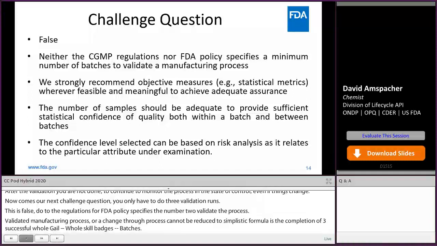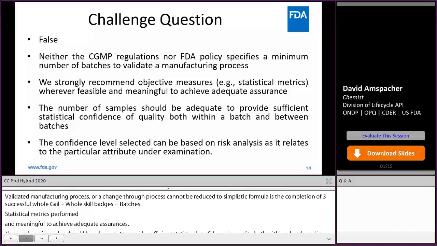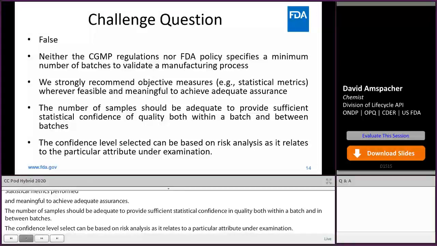The number of samples should be adequate to provide sufficient statistical confidence of quality both within a batch and between batches. The confidence level selected can be based on risk analysis as it relates to the particular attribute under examination. In theory, the number of process runs carried out and observations made should be sufficient to allow the normal extent of variation and trends to be established and to provide sufficient data for evaluation. In practice, it might take some considerable time to accumulate this data.